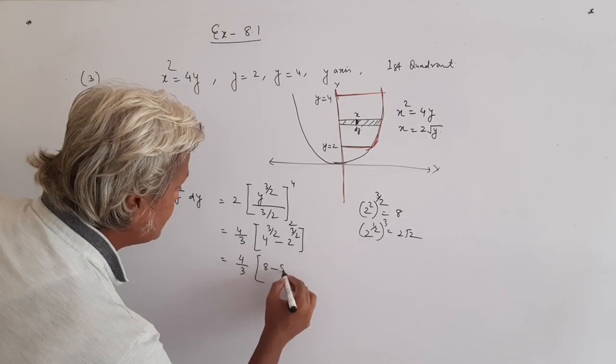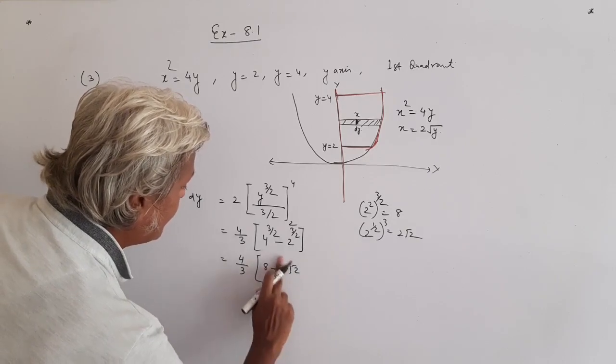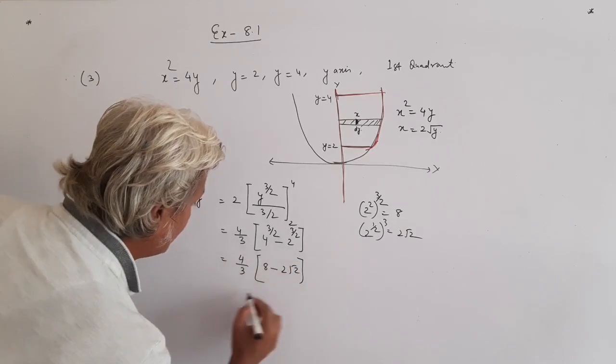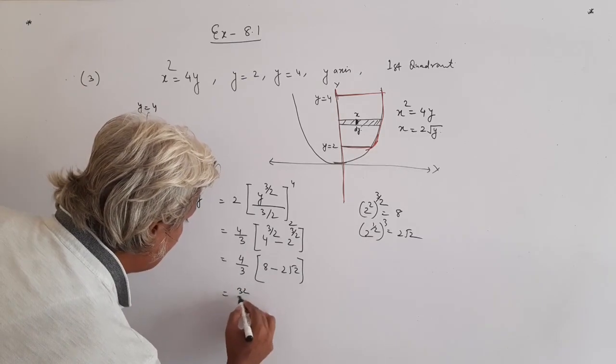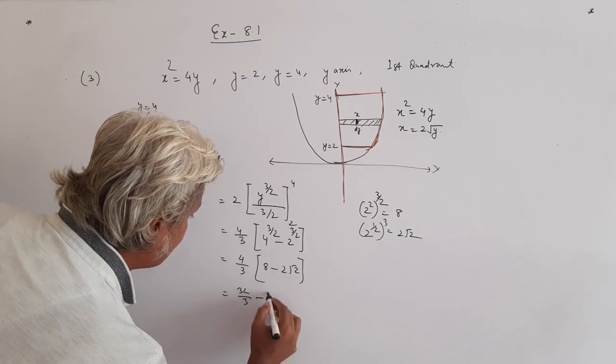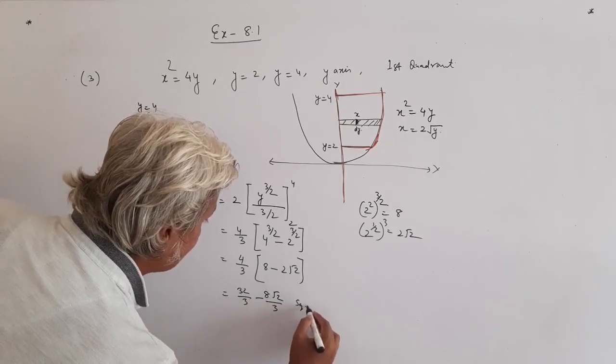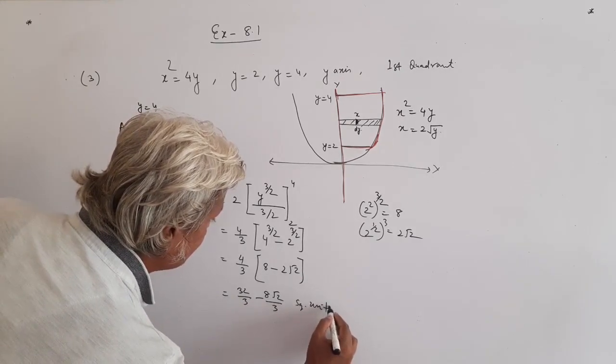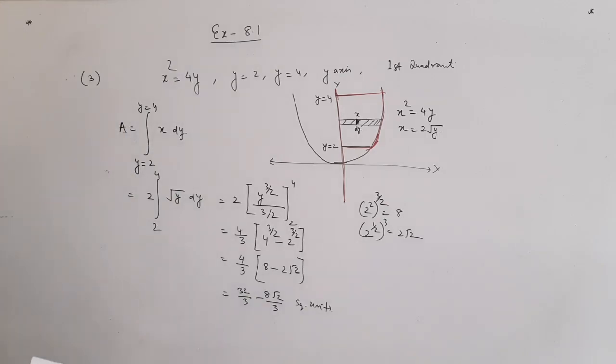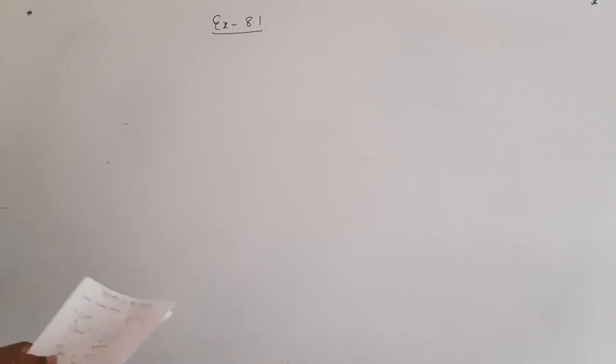So minus 8 times 2 root 2. So this becomes 32 upon 3 minus 8 root 2 by 3 square units. This is done. Now question number 4.